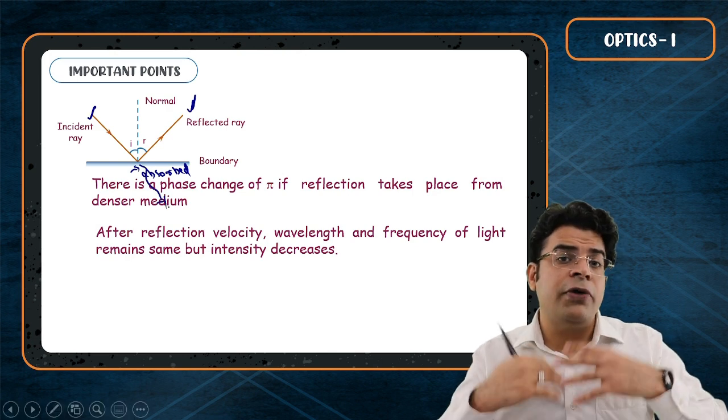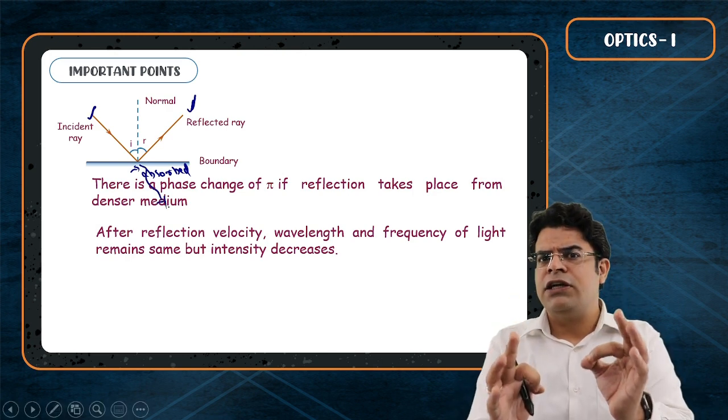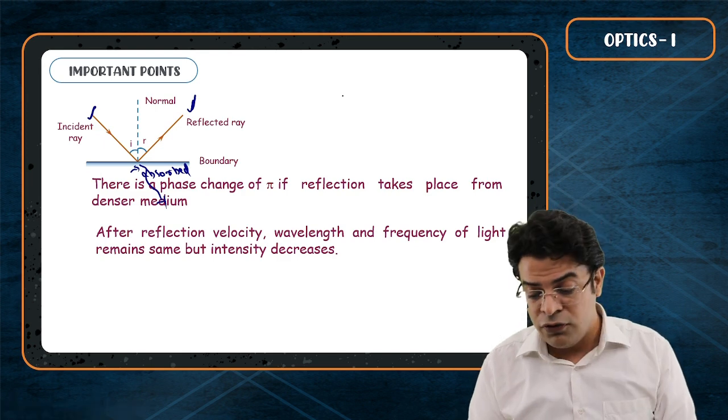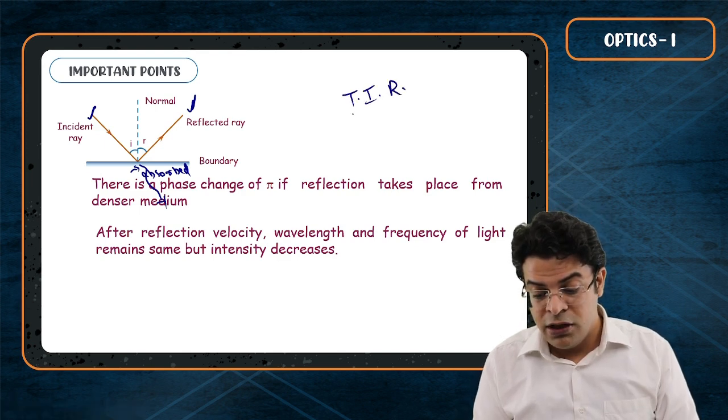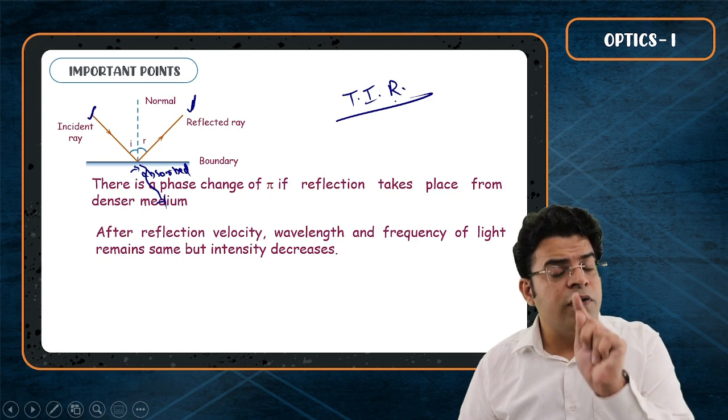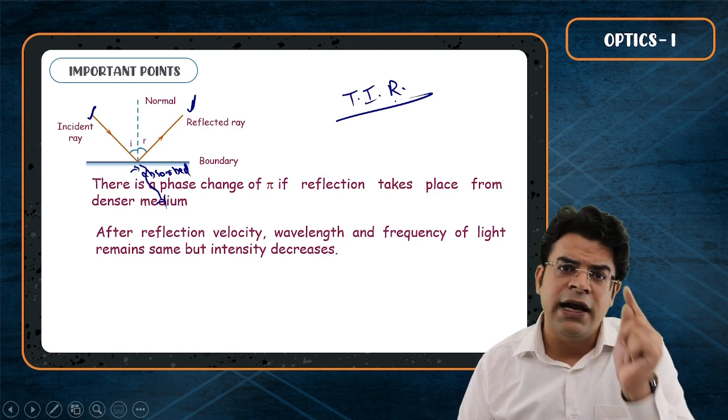If you think of a particular case where 100% reflection is taking place, like in the case of total internal reflection, then the intensity of the reflected wave will be the same as that of the incident.